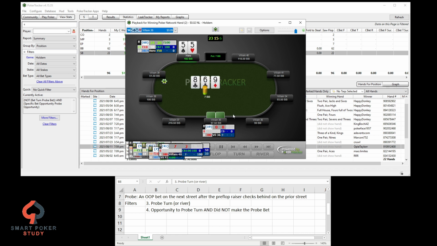We're heads up. Now, we check. He checks behind. You gotta love that, right? He's a tight player, probably doesn't have a very strong hand, sees that scary board. We are prime to probe this turn and win the pot. Now the queen comes.